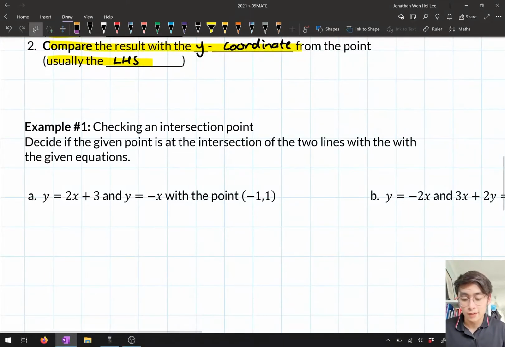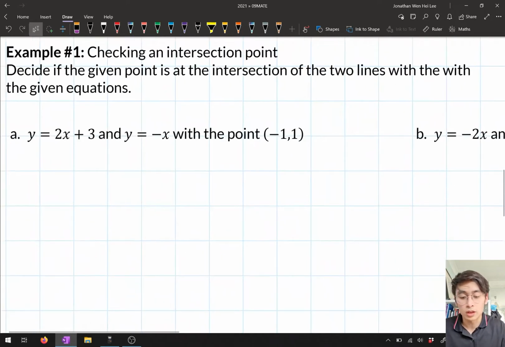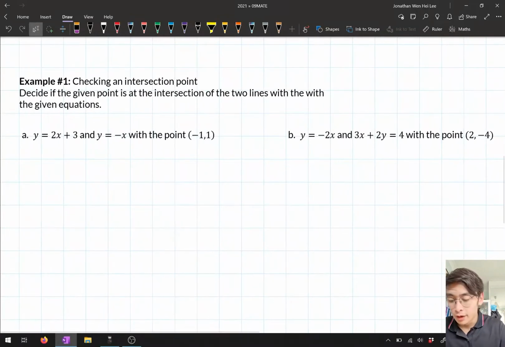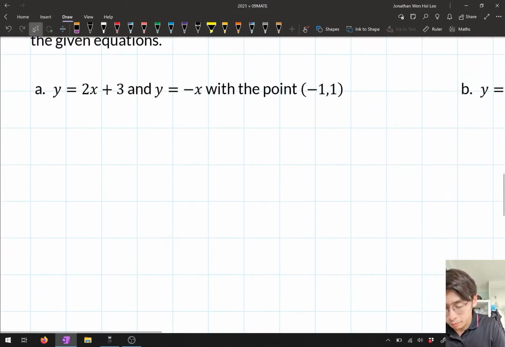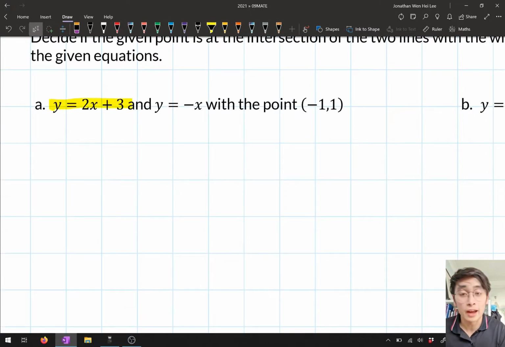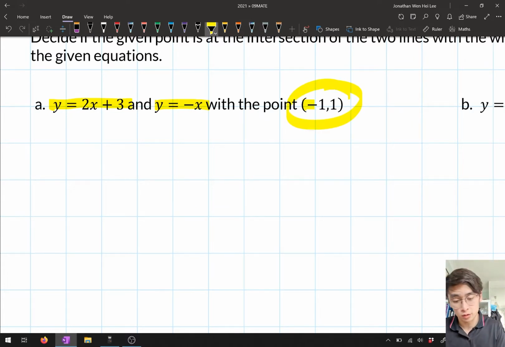So, to decide if the given point is at the intersection of the two lines with the given equations, let's have a look at these examples. First one, A. We've got these two equations here. Y is equal to 2x plus 3 and y is equal to negative x. And we want to check if the point negative 1, 1 is going to be on these lines. So negative 1, 1.